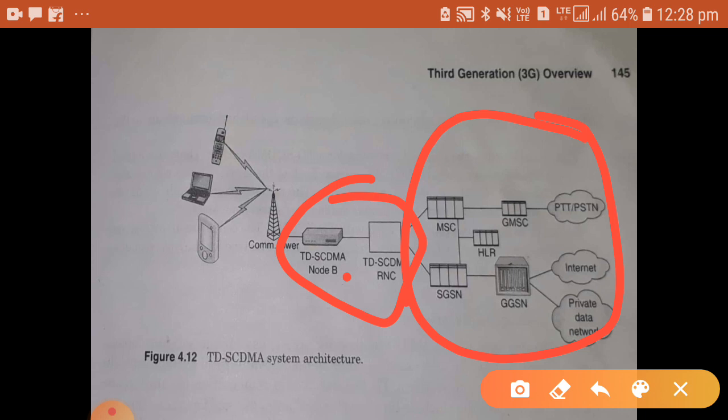Here we are using only one TD-SCDMA cell. Other radio access systems are not shown in the diagram. They can simply be included, and they will provide the interfaces at the MSC as well as the SGSN. MSC stands for Mobile Switching Center and SGSN stands for Serving GPRS Support Node, and GPRS stands for General Packet Radio Services, which can be looked up in the previous videos like UMTS core network architecture.